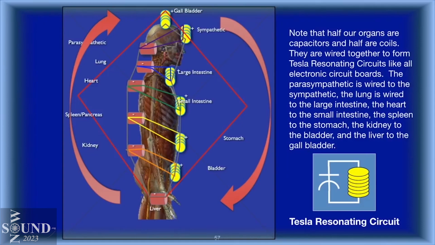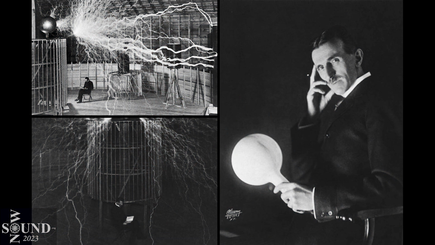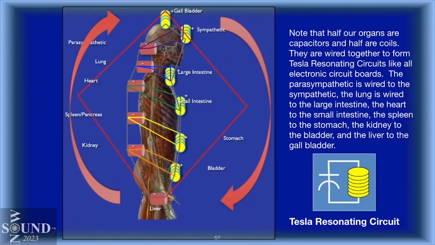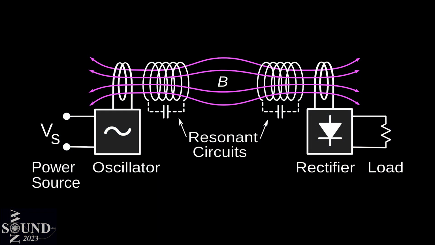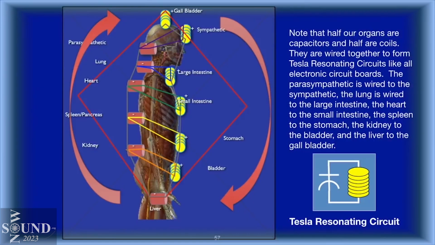Now, an additional concept to understand is a Tesla resonating circuit. The father of electricity, of course, was Nikola Tesla, and in the 1800s he developed what's called a Tesla resonating circuit. What you do is you take a capacitor and wire it on a box to a coil, and thus you have this resonating circuit. And all electronics are based on these Tesla resonating circuits. They have the ability to basically talk from one to another.